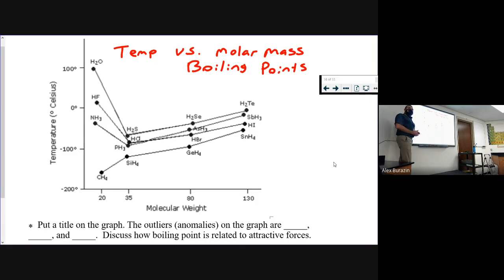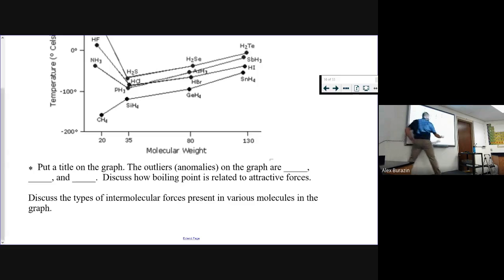They're not even remotely matching the rest of this data. They are very much outliers in this data set. We're going to explore what the heck's going on there. Okay? So let's talk about boiling point for just a second.